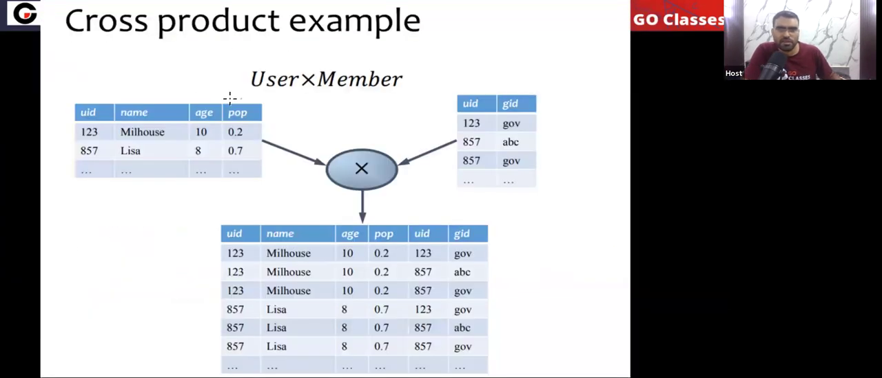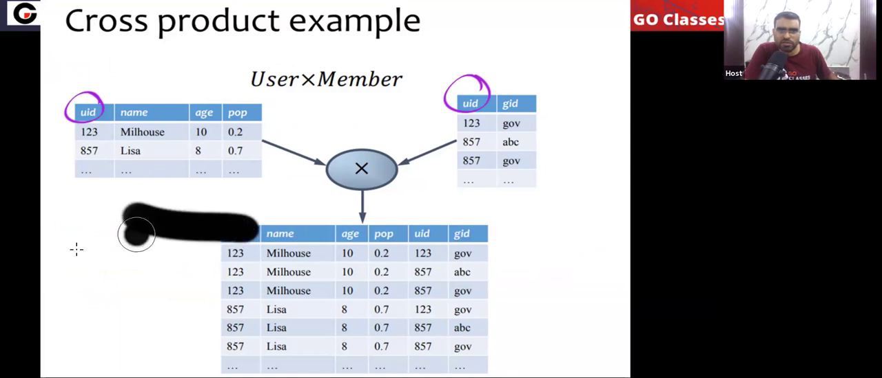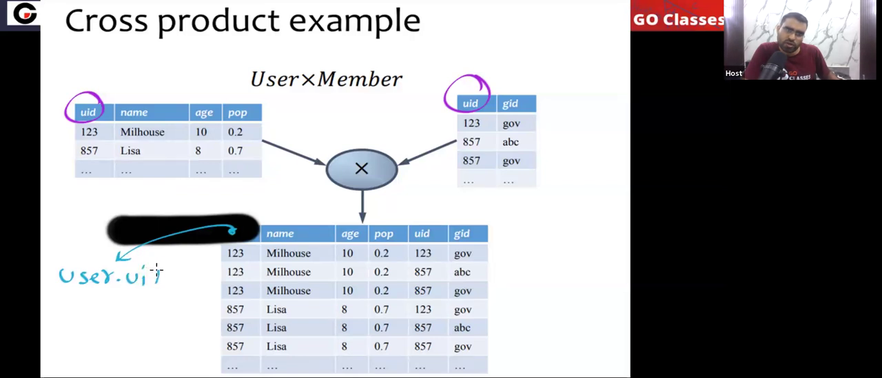You can see here, 4 attributes, here 2 attributes. In the result, there will be 6 attributes. And every tuple here will combine with every tuple here. And remember, UID here and UID here have the same name. So what will happen here? Here you will write user.UID, and this will be member.UID.